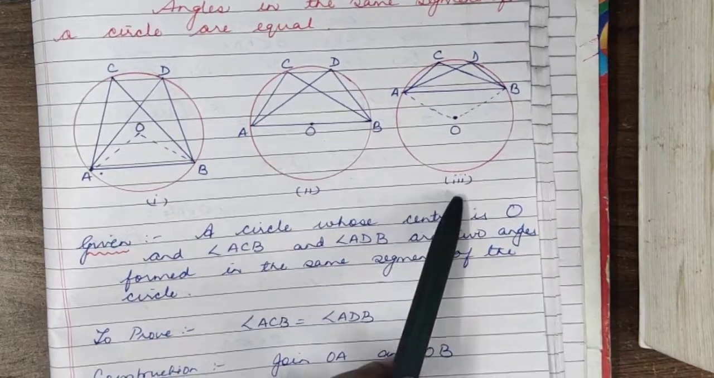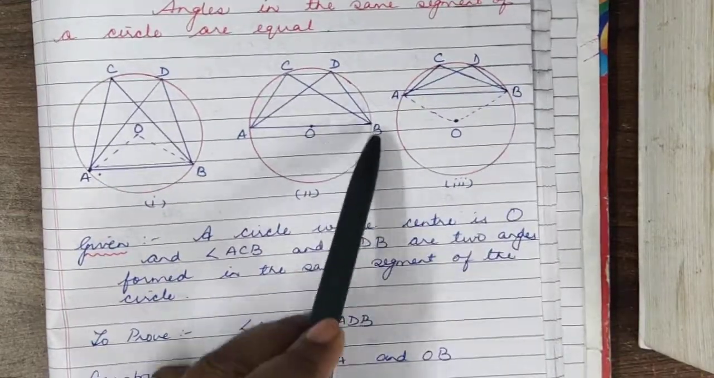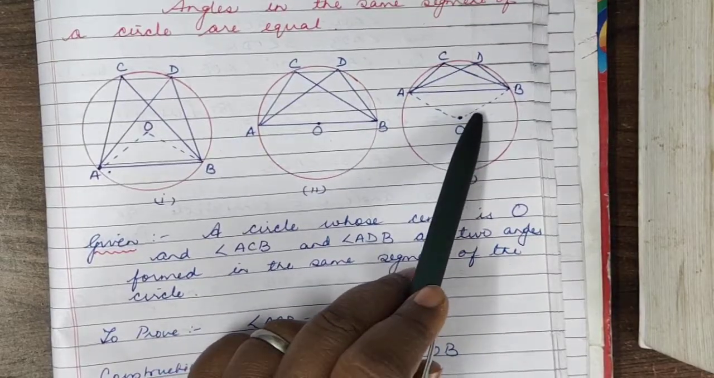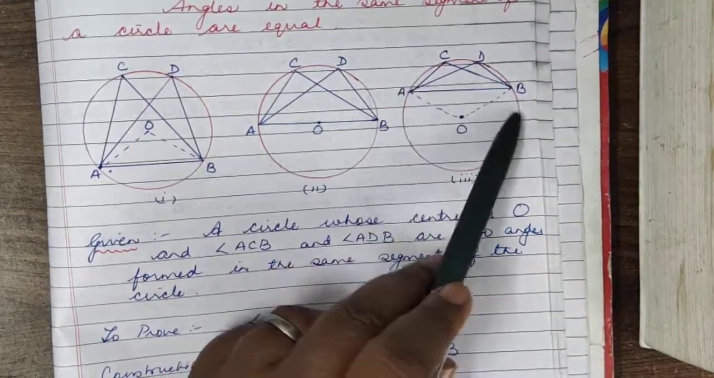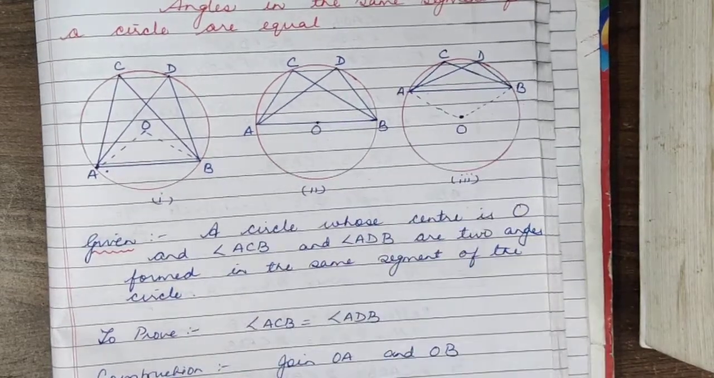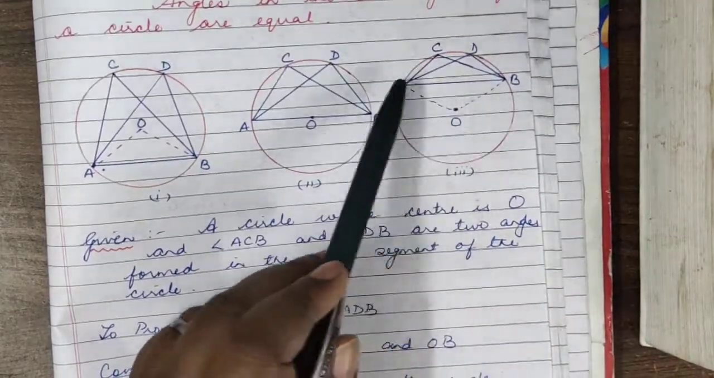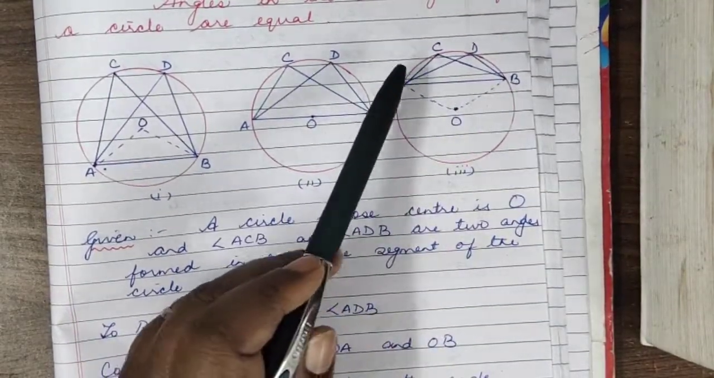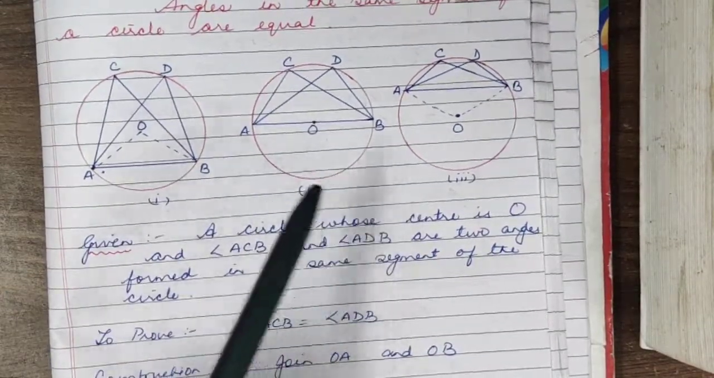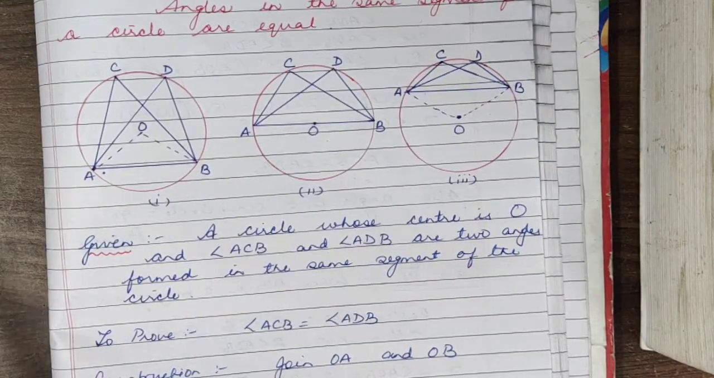Okay, then let us see the third part. In this case we are taking AB as a major arc. So in this case reflex angle AOB will be equal to twice angle ACB. Again reflex angle AOB will be equal to twice angle ADB. When you equate you will get twice ACB equals twice ADB, or angle ACB equals angle ADB. So in all the three cases we have proved that the angles in the same segment are equal. Hence proved.